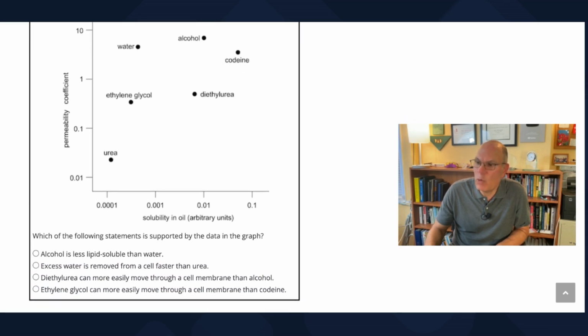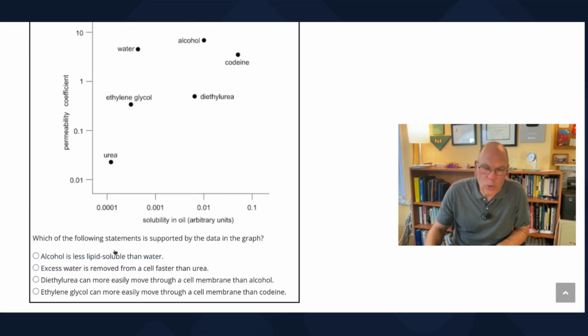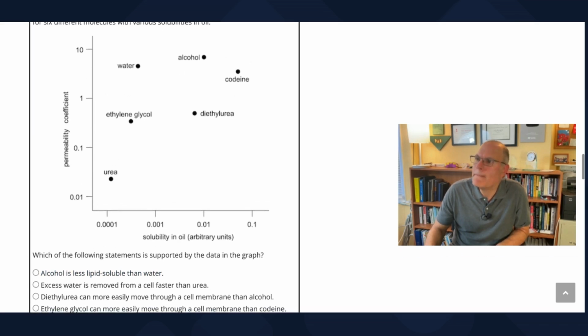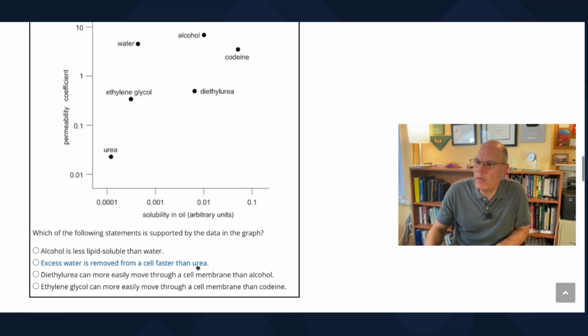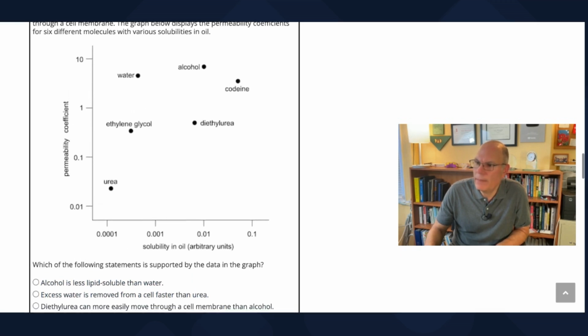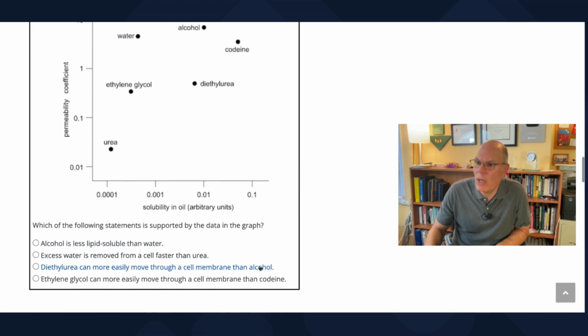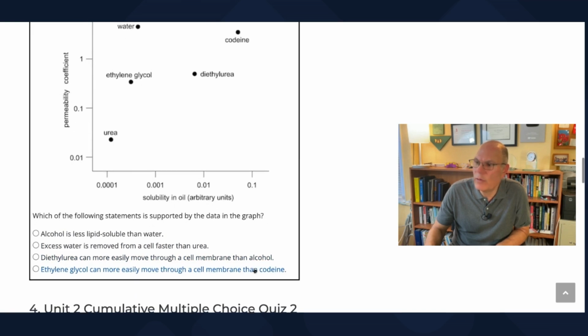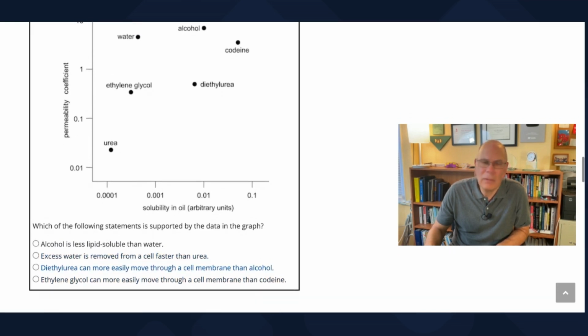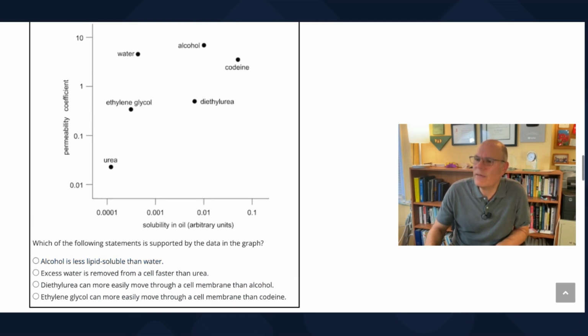Which of the following statements is supported by the data in the graph? The first choice, alcohol is less lipid soluble than water. The second choice, excess water is removed from a cell faster than urea. 3, diethylurea can more easily move through a cell membrane than alcohol. And 4, ethylene glycol can more easily move through a cell membrane than codeine. But I'm thinking, which is supported by the data in the graph? Alcohol is less lipid soluble than water. No, I can see alcohol is obviously more soluble than water, so we're eliminating this choice.